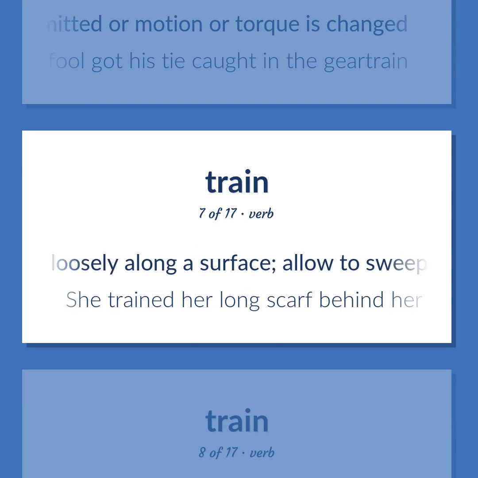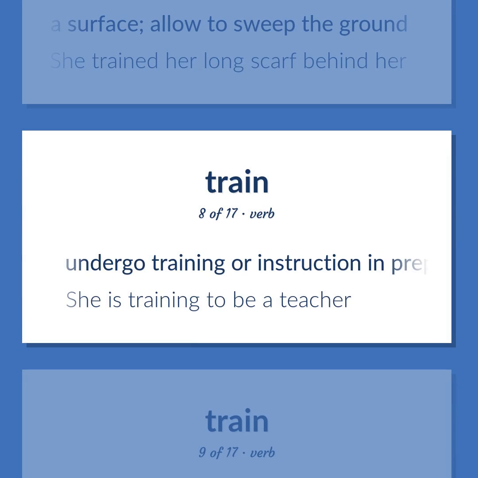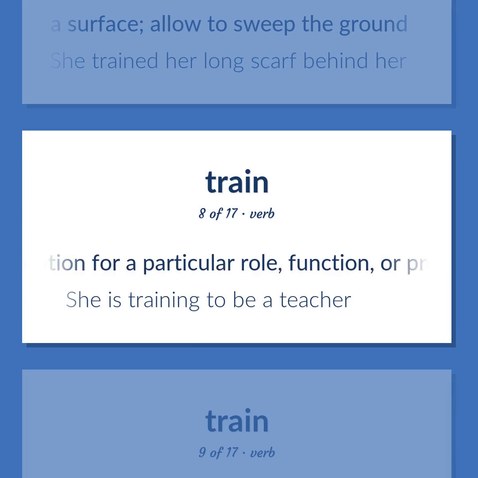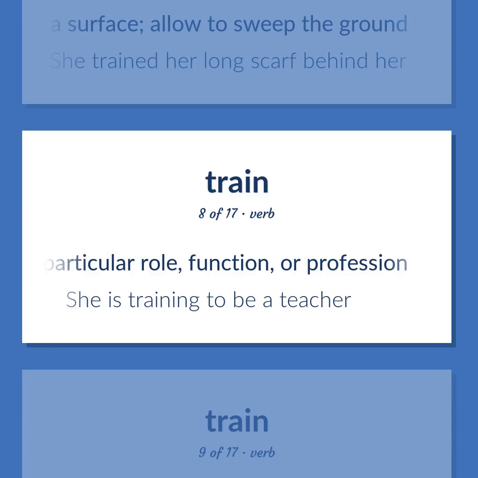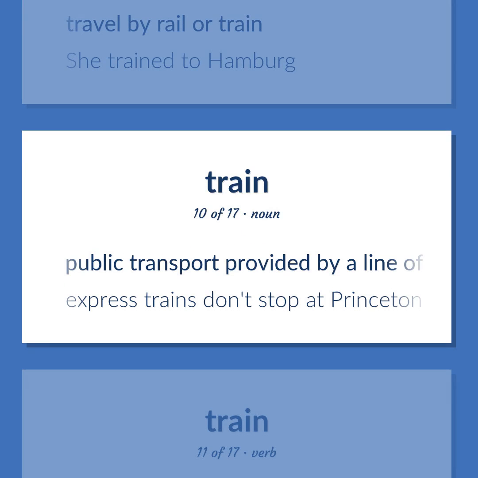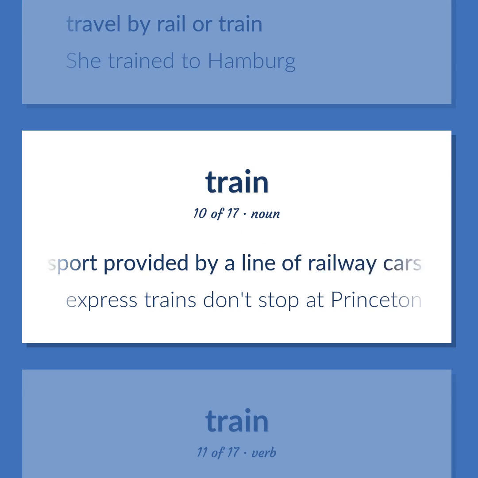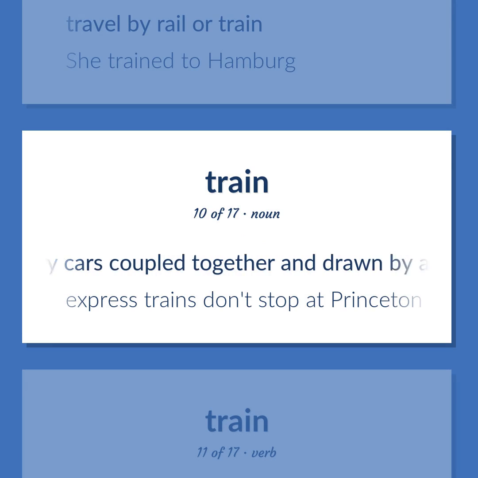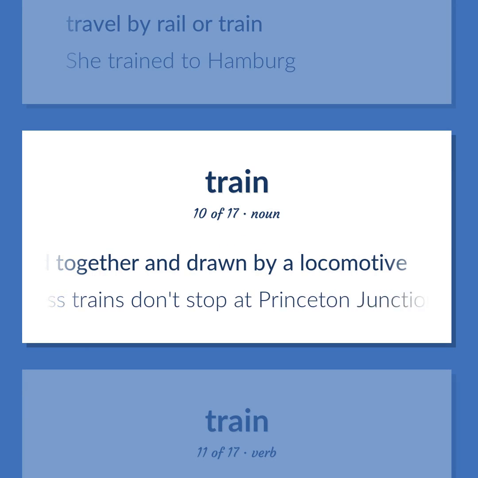Drag loosely along a surface. Allow to sweep the ground. She trained her long scarf behind her. Undergo training or instruction in preparation for a particular role, function, or profession. She is training to be a teacher. Travel by rail or train. She trained to Hamburg. Public transport provided by a line of railway cars coupled together and drawn by a locomotive. Express trains don't stop at Princeton Junction.